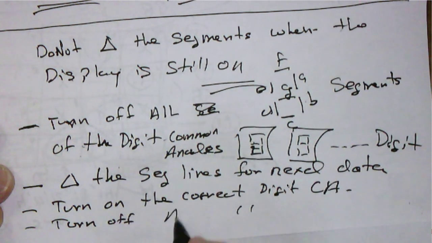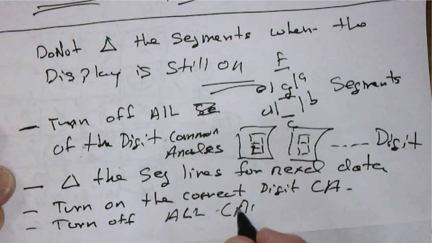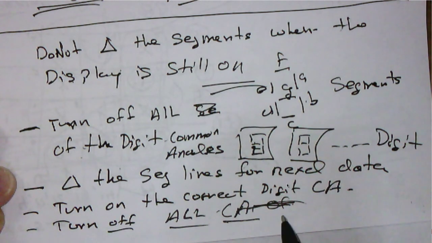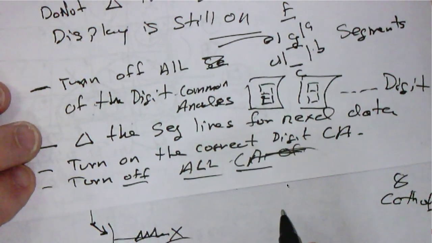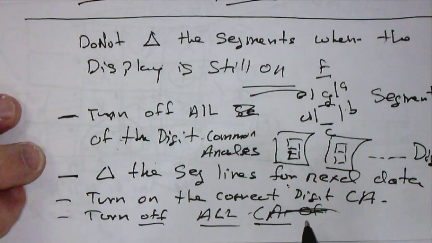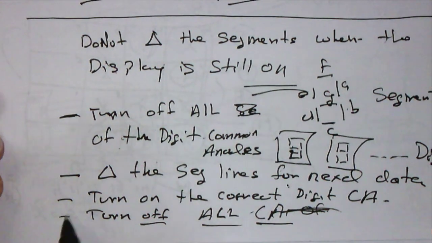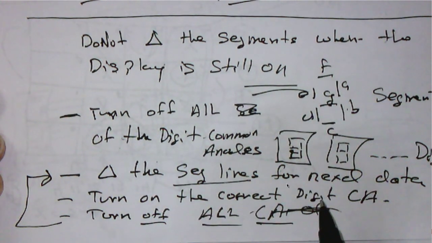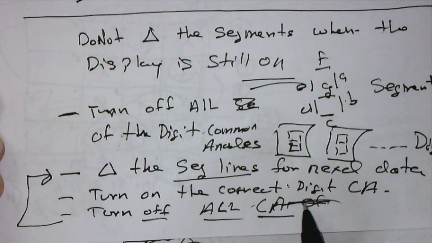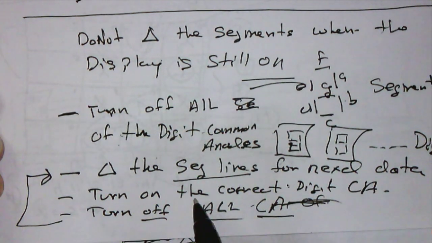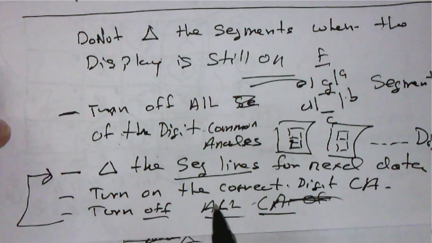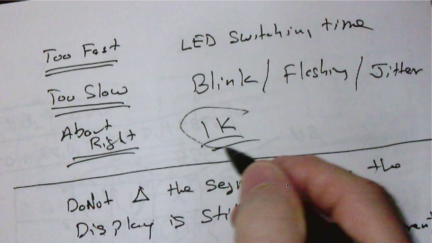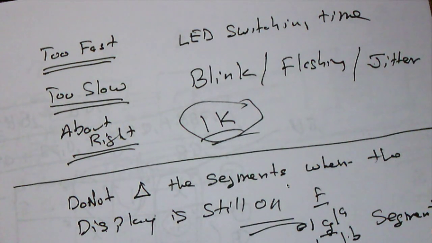So turn all common anodes off. Off all common anodes. And then when you set the new data in, then you go back, you change the segment lines. Don't change the segment lines when you have any of the anodes turned on. And if you do this using a clock of about a kilohertz, it'll work okay.